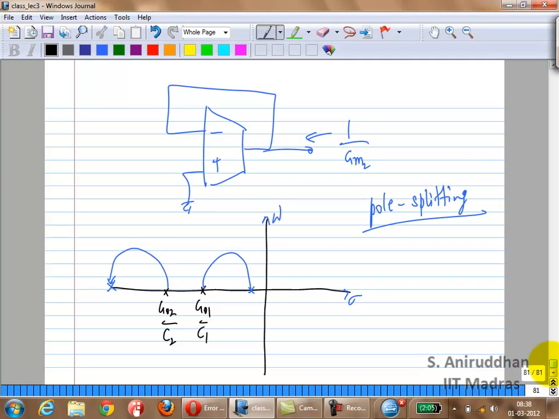Now this kind of pole splitting is very commonly used in a two-stage op-amp. And this is a common feature of coupled systems. Whenever you have coupling between two nodes, the coupling factor moves the two poles in different directions. This may not be common only in electrical systems, there may be other systems where it's also applicable. This is just one example.